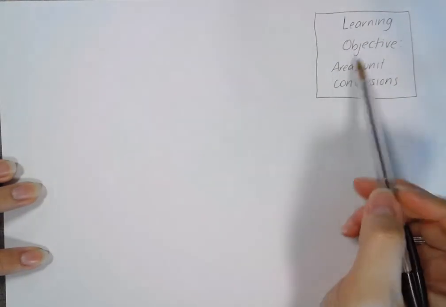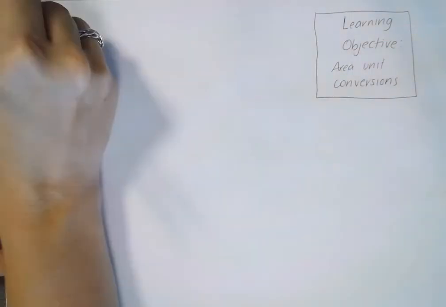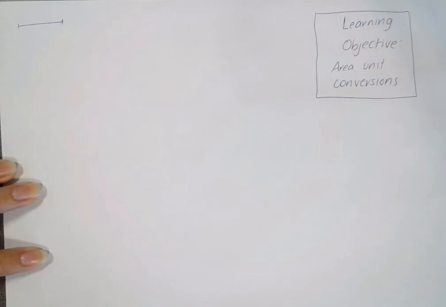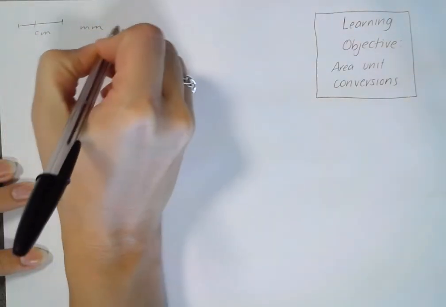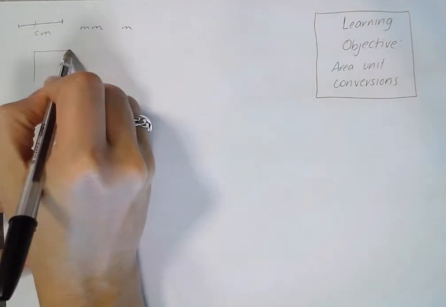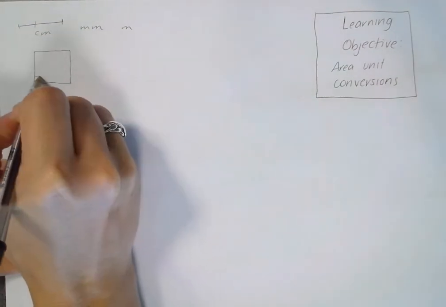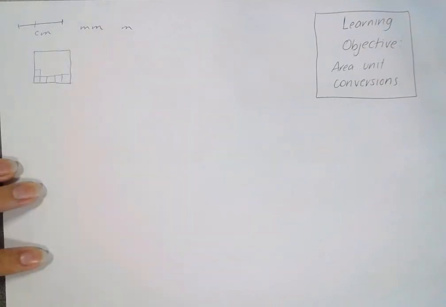So our lesson objective today is looking at area unit conversion. This time, instead of just looking at linear measurements, which are our centimeters or our millimeters or our meters, when we calculate area, we have to figure out, this time it might be square centimeters, it might be square millimeters, looking at square units.